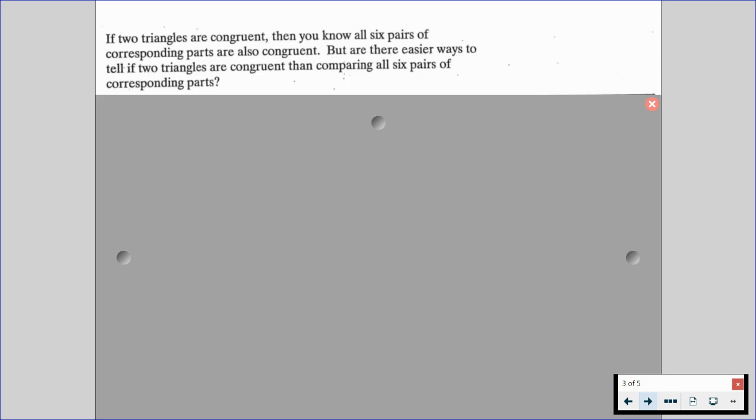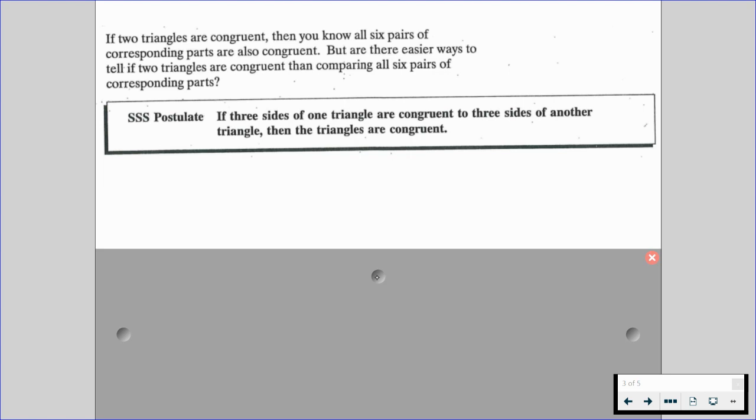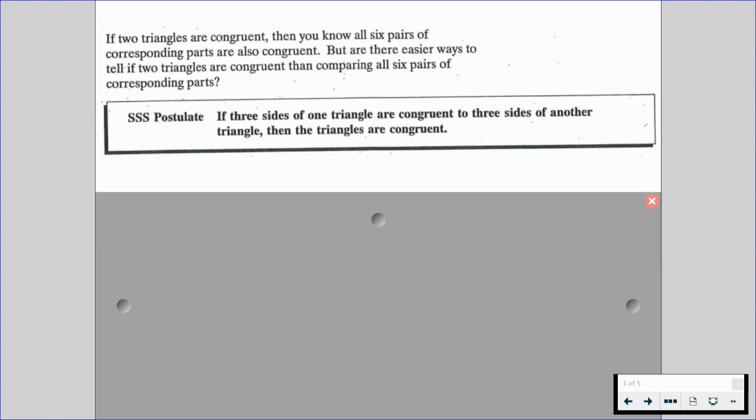So if two triangles are congruent, then you know all 6 pairs of corresponding parts are also congruent. But are there easier ways to tell if two triangles are congruent than comparing all 6 pairs of corresponding parts? Again, those 6 pairs are composed of the 3 angles and the 3 sides. Well, we have one way. We call it the SSS postulate, or the side, side, side, but we just abbreviate it as SSS. So the SSS postulate states that if 3 sides of one triangle are congruent to 3 sides of another triangle, then the triangles are going to be congruent.